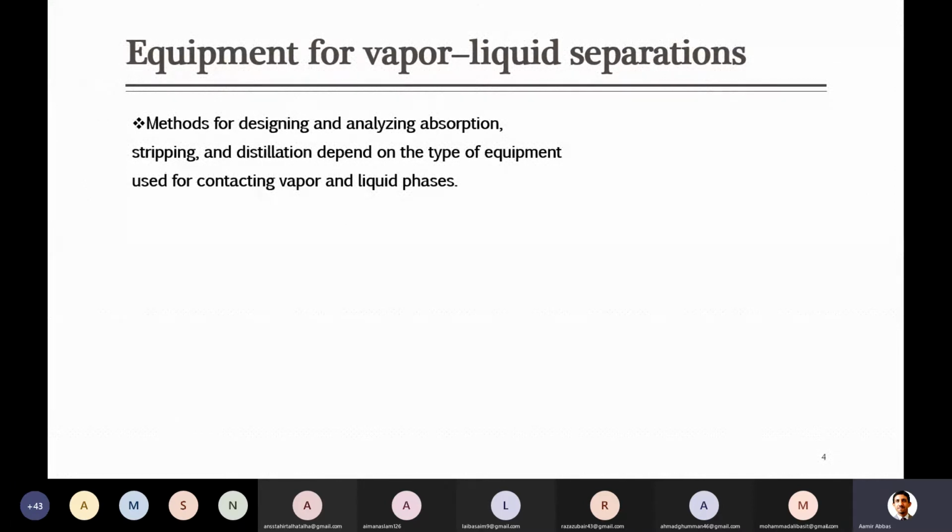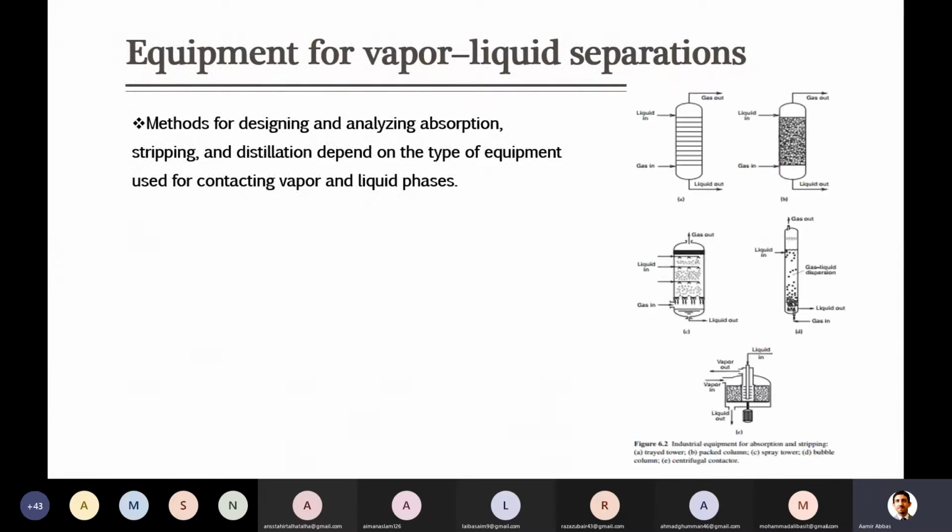If you remember, this was also discussed yesterday, that absorption or stripping is quite close to distillation. Why? Because in distillation as well as in absorption or stripping, we bring the vapor and liquid phases into contact. The method used for designing the equipment, analyzing its performance, and selecting the various parts inside the equipment for distillation, absorption and stripping depends on which type of equipment we are going to use.